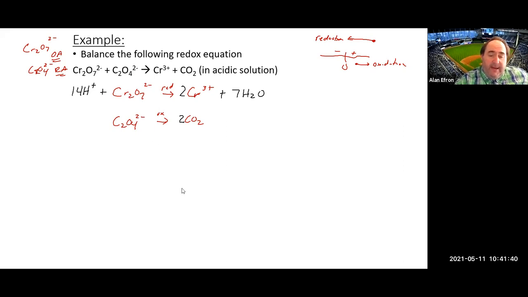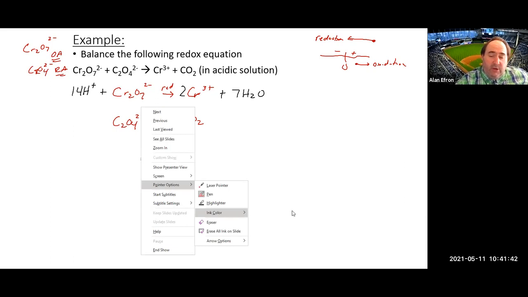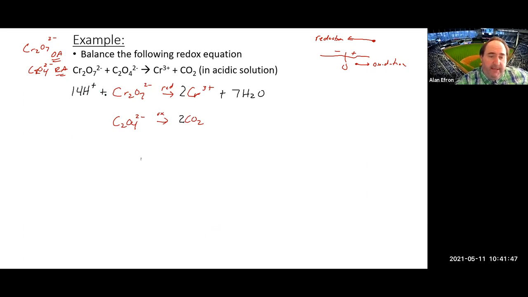At this point, we're now ready to balance the charge. Overall charge happening here, we've got +14 from this one, and we have a -2 from this one. That is an overall +12 charge on the left. On the right-hand side, we have a +6 and a 0, which means the overall charge on the right is +6. That means that the left-hand side will need 6 electrons.